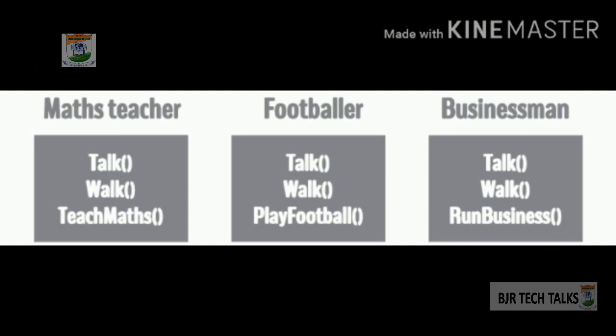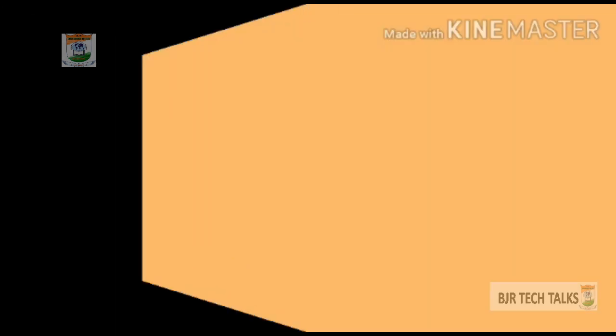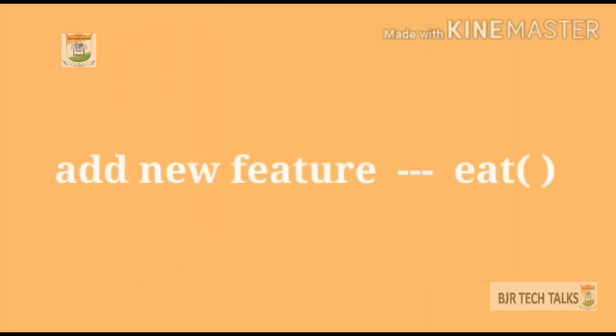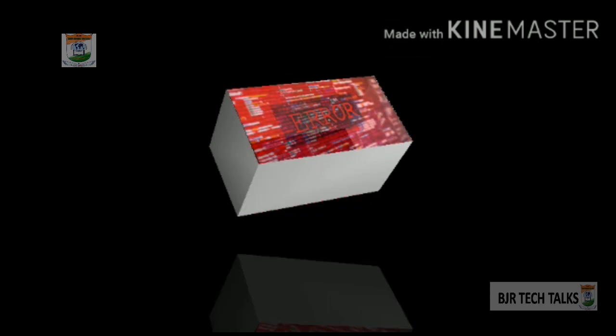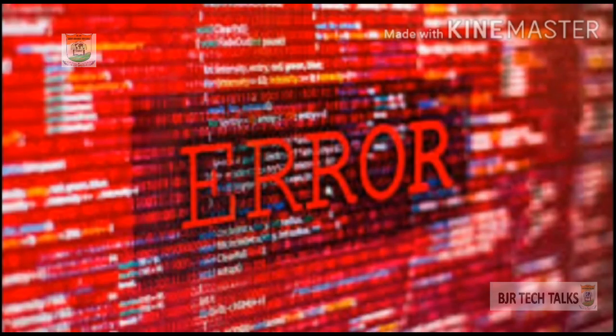You can individually create three classes who can walk, talk, and perform their special skills. In each of the classes, you would be copying the same code for walk and talk for each character. And if you want to add a new feature, eat, you need to implement the same code for each character. This can easily become error prone when copying and duplicating code.